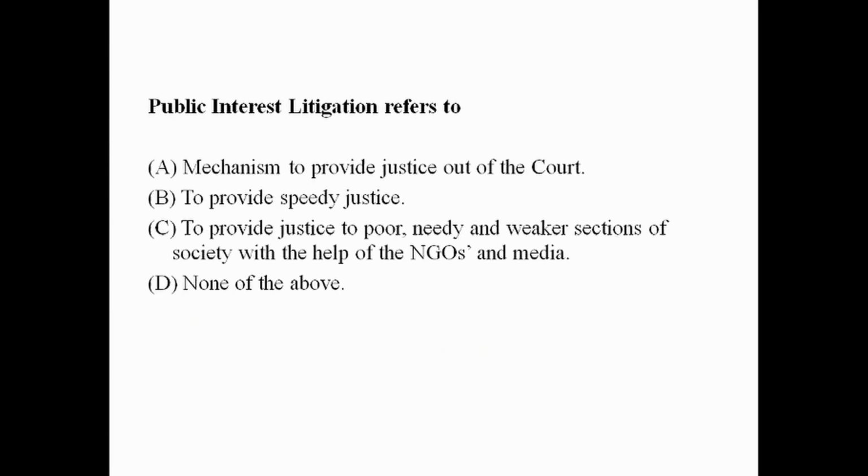Next question. Public interest litigation refers to option A. Mechanism to provide justice out of the court. Option B. To provide speedy justice. Option C. To provide justice to poor, needy and weaker sections of the society with the help of NGOs and media. Option D. None of the above. The question is, public interest litigation refers to? The answer is option C, to provide justice to poor, needy and weaker sections of the society with the help of NGOs and media.